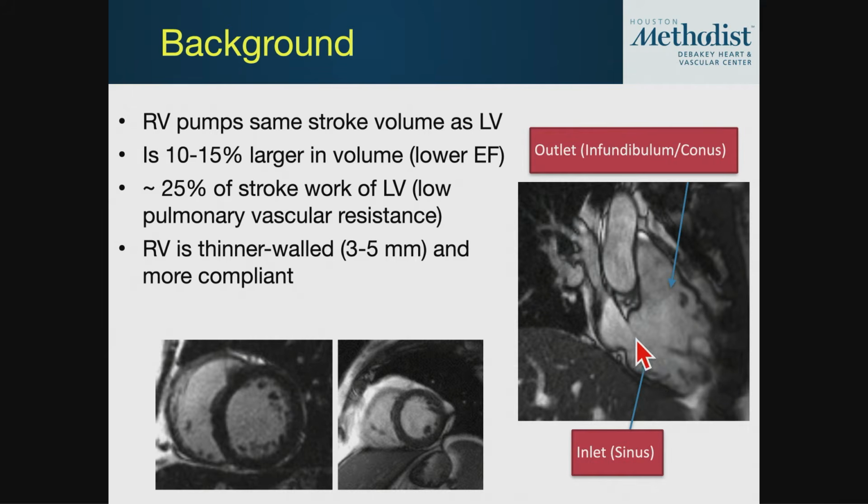A couple of things I think are important for us to recognize. So here's an example of a 3-chamber view of the right ventricle. So the 3 chambers that we're seeing here is the right atrium, the right ventricle, and then the outflow tract and the pulmonary artery. And this region right here is oftentimes referred to as the inlet or sinus region. And this region underneath the pulmonic valve is referred to as the infundibulum or the conus.